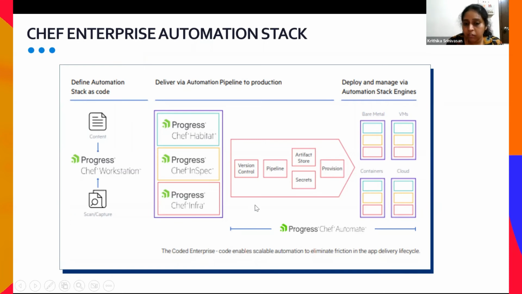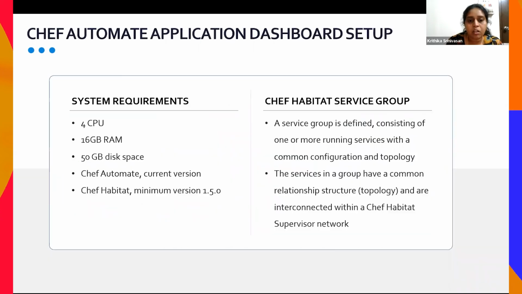So this is something that we discussed some time back: version control to pipeline, to artifact store, secrets, to provisioning, and it can be deployed onto any stack, say VMs, containers, cloud, and this entire thing is handled through the Chef stack. So this is the entire Chef stack.